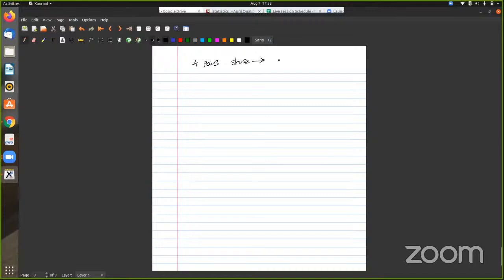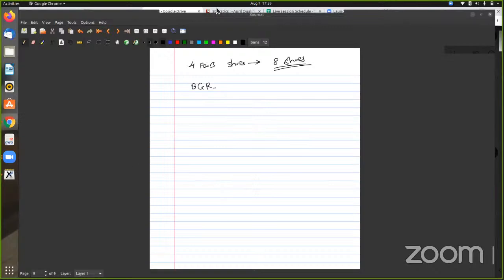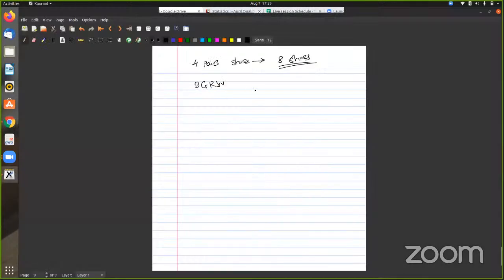Four pairs of shoes means a total of eight shoes, right? And then you have different colors. Let's say brown, gray, red, and blue. Tell me some colors. Okay, brown, white, green, and red. So these are the four colors.